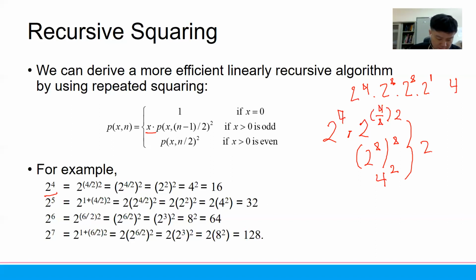The same applies if you have 2 to the power of 5. You do 2 to the power of 1 plus 4 divided by 2, to the power of 2. So 2 to the power of 5 is the same as 2 multiplied by 2 to the power of 4. And what is 2 to the power of 4? It can be divided into 2.